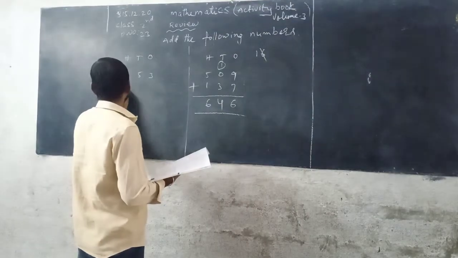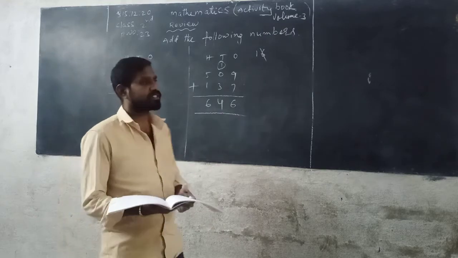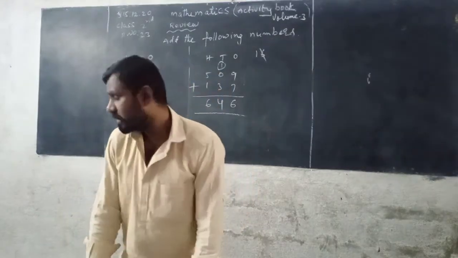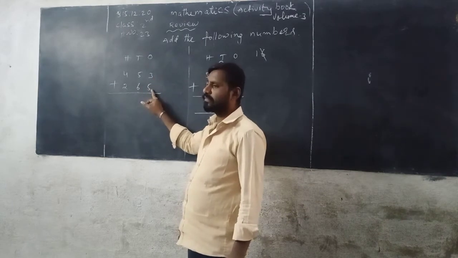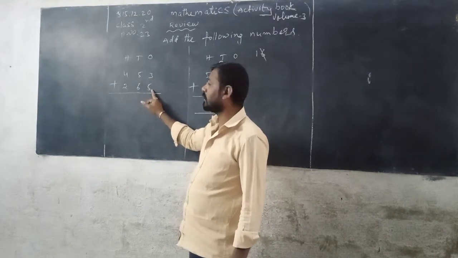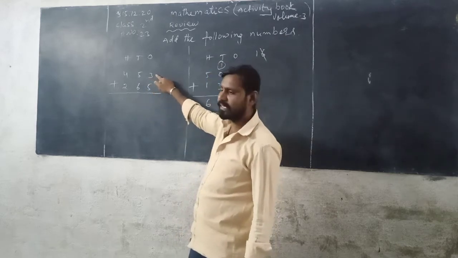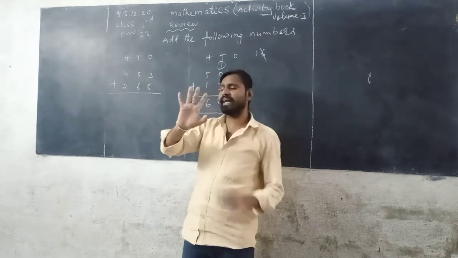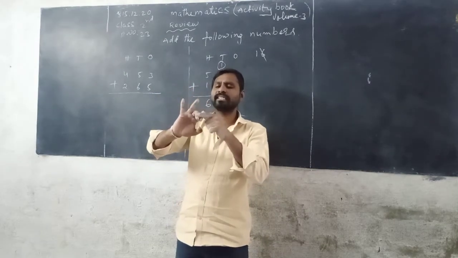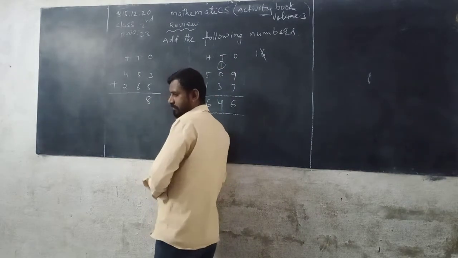Plus 265. Look at the blackboard. First, add the digits in the ones place. 3 in the mind and 5 in the hand. Everybody listen carefully. Keep the number 3 in your mind and take 5 fingers in your hand. You can count 3, after that 4, 5, 6, 7, 8. So 8 is written down in the ones column.